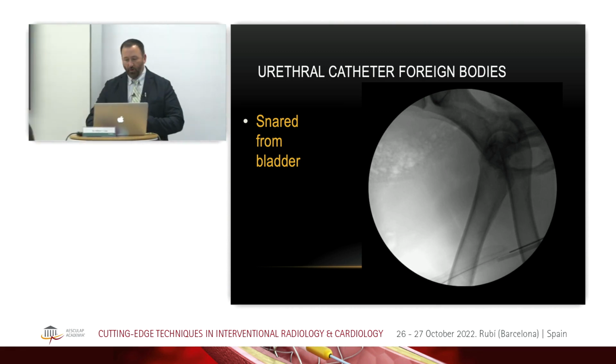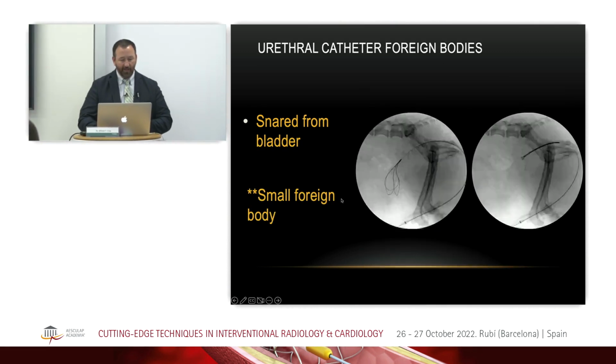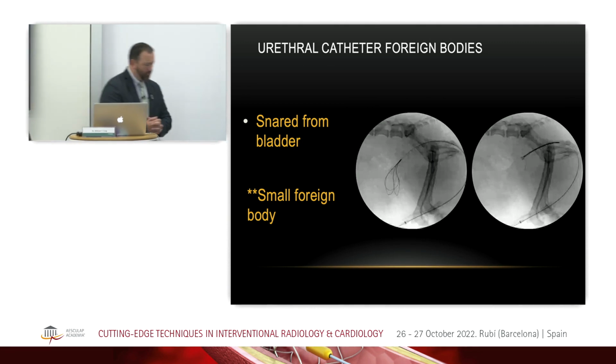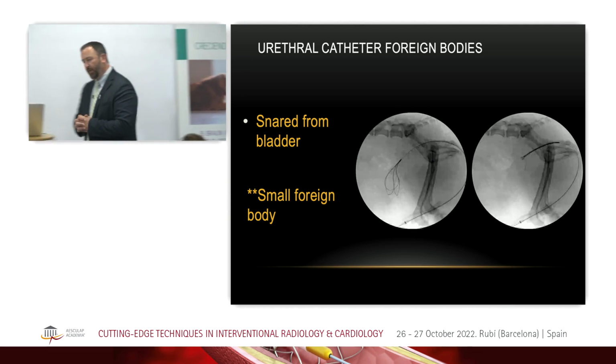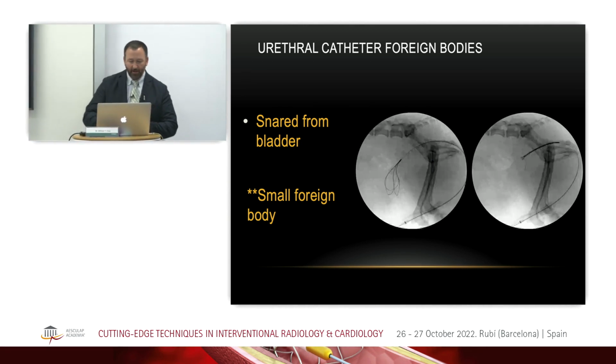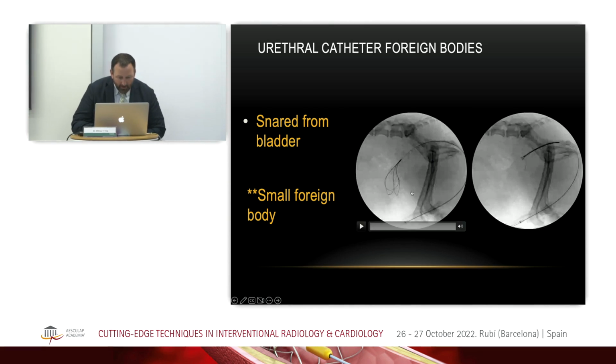And again, if you don't have fluoro, you can use DR for these cases. Here's one that's snared in the bladder. This is a really small one. I'm trying to remember exactly why this went in. This might have just been a urinary catheter. It's a very small one that's in there, but if you look really close, right there, sitting in the bladder.